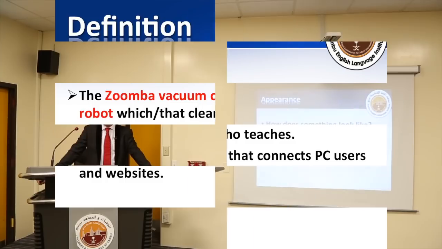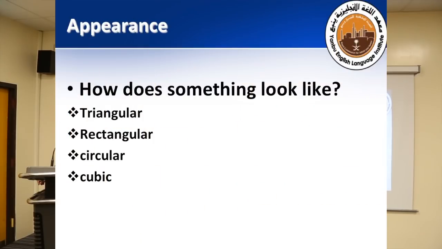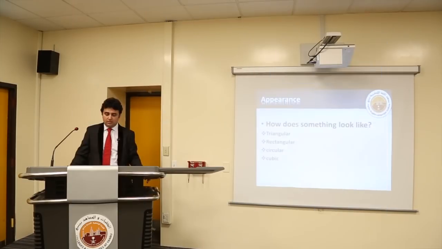The next thing is appearance. When you describe a product, you can also talk about its appearance, that is, how does it look? What's the shape of that product? Is it triangular, rectangular, circular, cubic? So you can talk about its appearance when you describe a product.